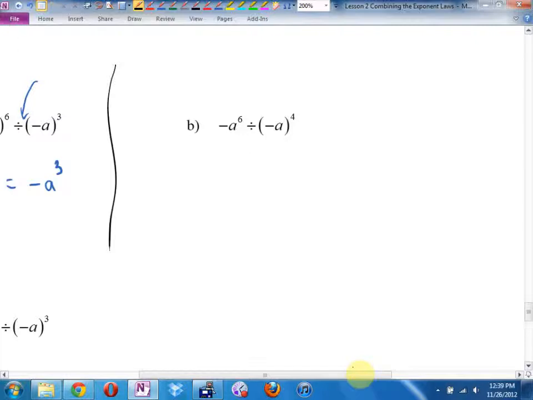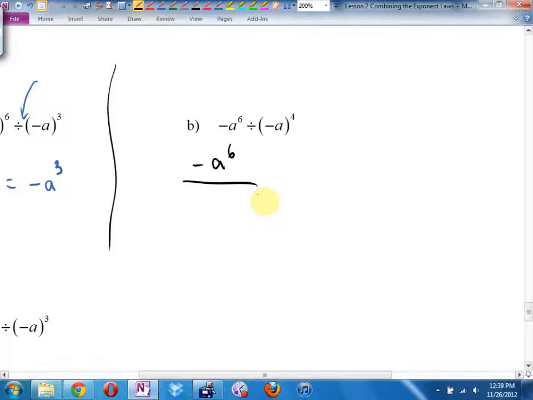Greg, look at B. That first term, that negative, would it or wouldn't it? Convince me, folks. That first term, will it be negative or positive? Why? Because the A to the 6th is not, so the negative is not in the bracket. That 6 is not acting on the A. It's only acting on the A because I didn't put it in brackets. So this is going to be negative A to the 6th all over or divided by.